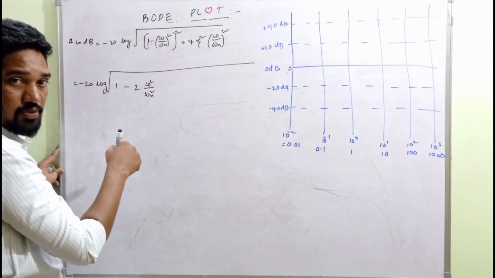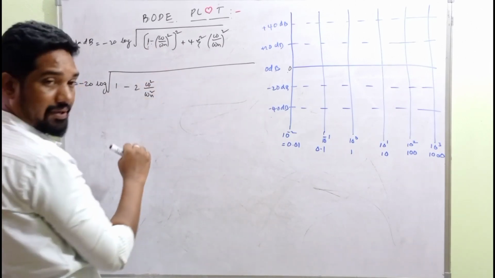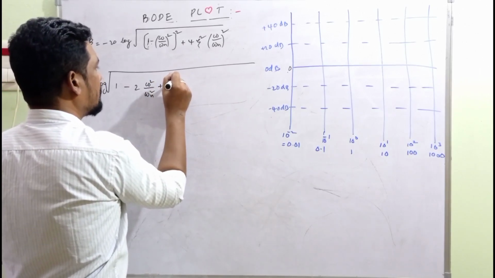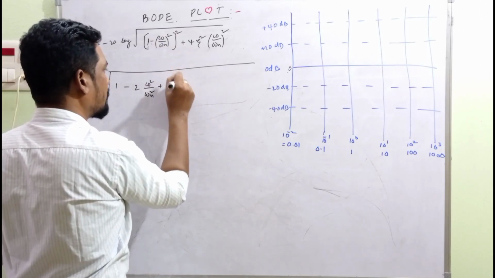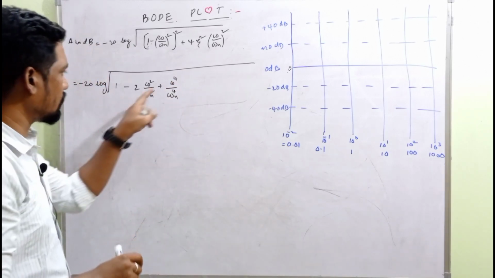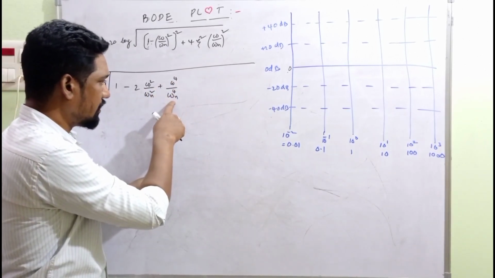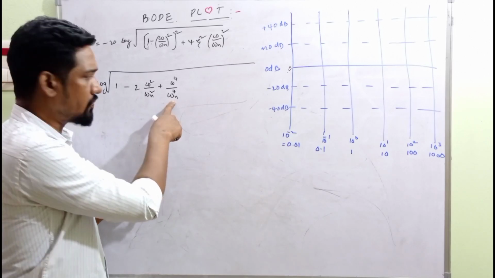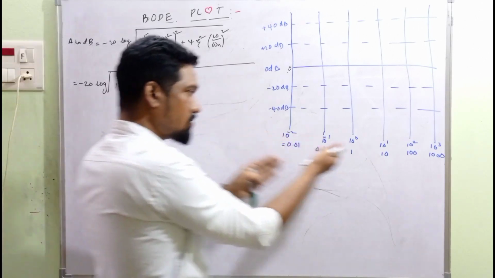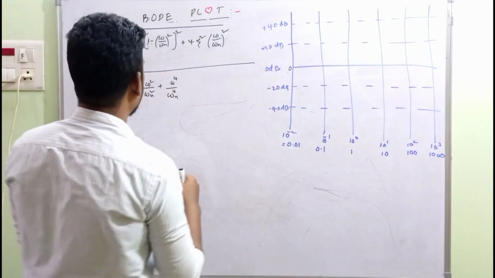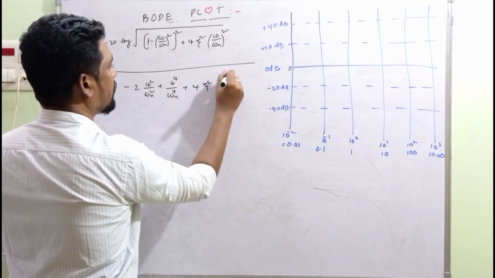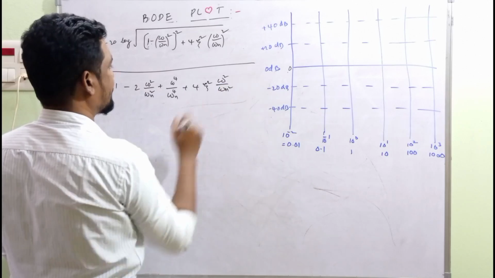(a minus b) whole square, we are expanding that into a square minus 2ab plus b square. I'm writing it directly, please don't mind. Plus b square, isn't it? So that gives us omega square whole square, that gives us 4 by omega n 4. Guys, don't get confused with this omega and this omega. This omega n is the natural frequency for a second order system, and this omega is for different values of omega, right? And this one we have plus 4 zeta square omega square by omega n square as it is, right?